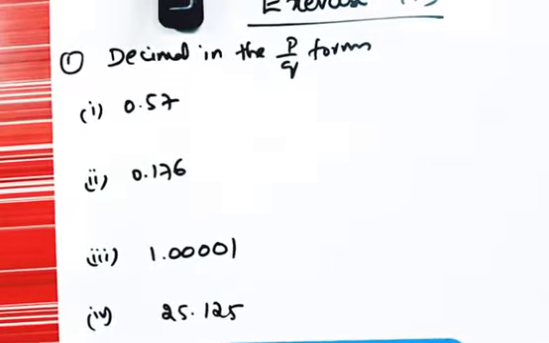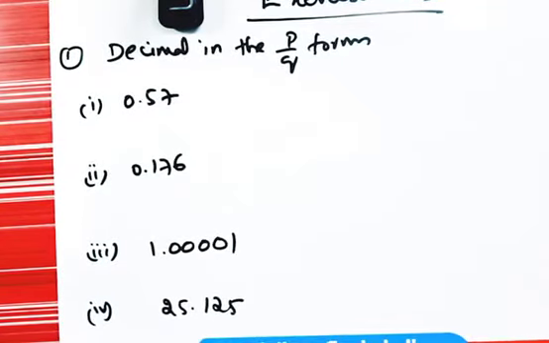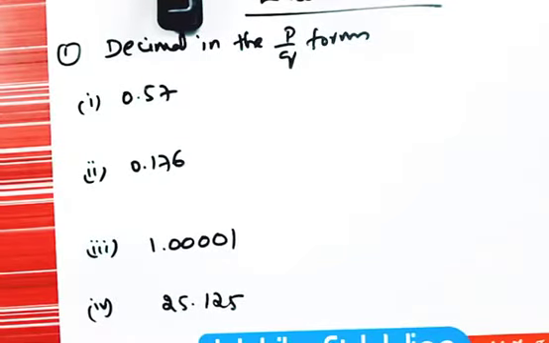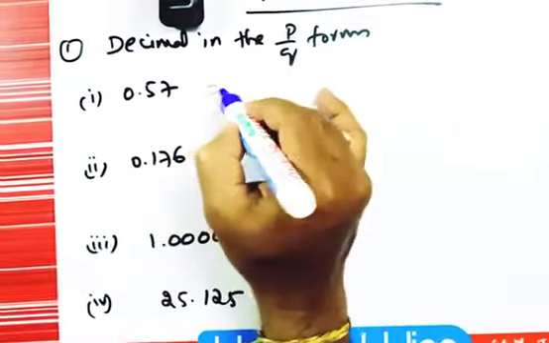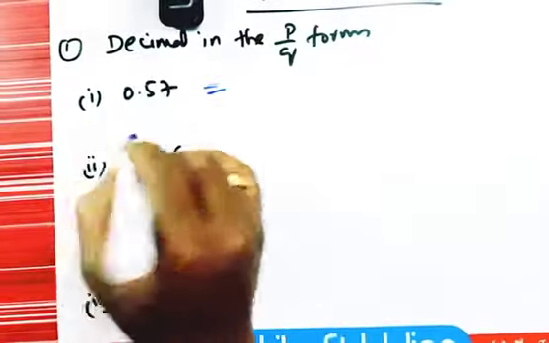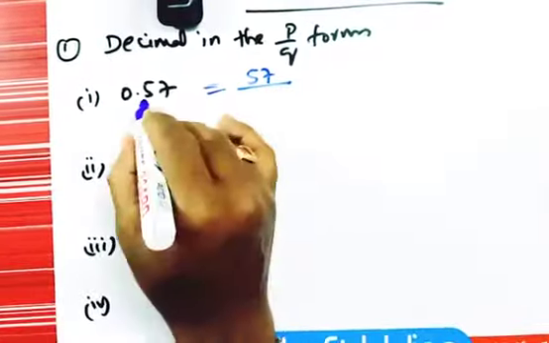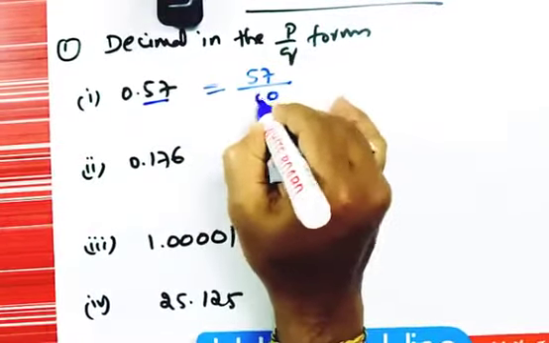Next we will go with some questions and answers from exercise 1.3. Here they have given some decimal numbers, and we are representing them in the form of p by q. What type of decimal numbers are these? These are all terminating decimals. So we can write a terminating decimal into p by q form simply. That is 0.57. You should write down the total digits, 57 by, and since there are 2 digits after the decimal point, you should keep 2 zeros.